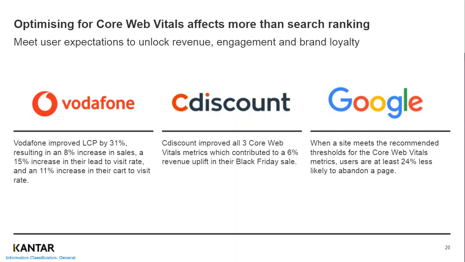French e-commerce website Cdiscount improved all three core web vital metrics, which contributed to a 6% revenue uplift in their Black Friday sale. And Google found that when a site meets the recommended thresholds for core web vitals, users are at least 24% less likely to abandon a page before it finishes loading.